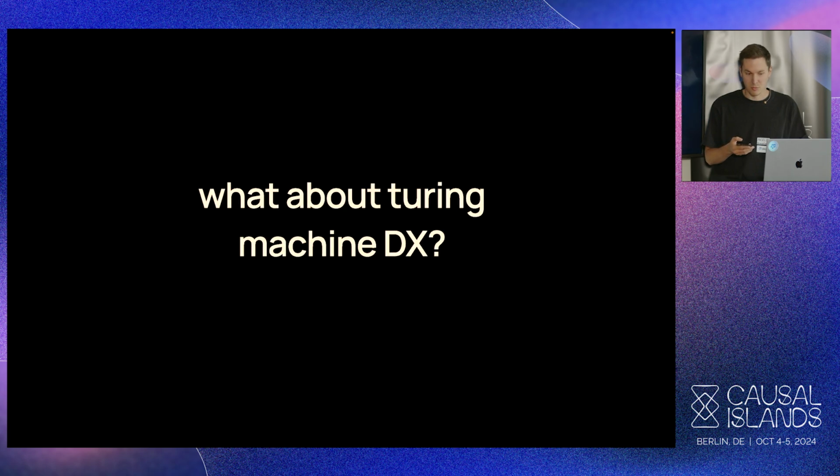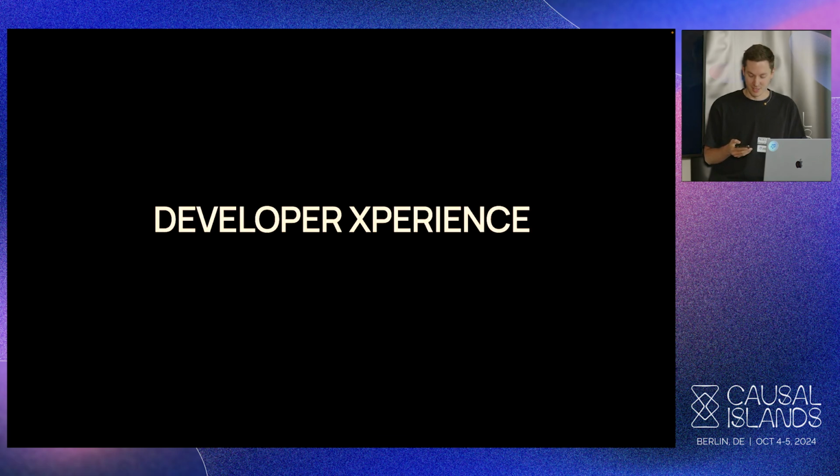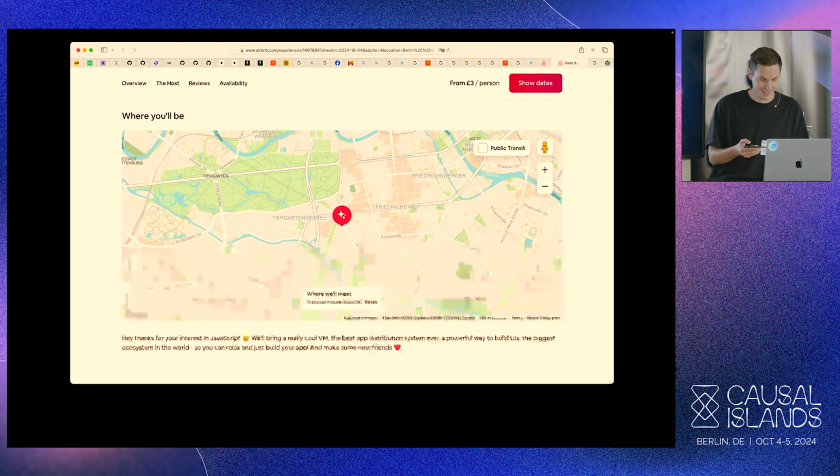What about Turing machine developer experience? And I'd say it's super slow. It might be literally the worst possible developer experience out there. It's kind of a funny term, developer experience, right? It's like you go on Airbnb experiences and you're like, oh, build an app with JavaScript. That sounds kind of cool.